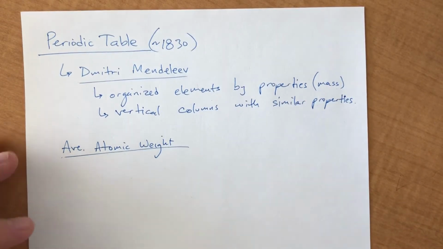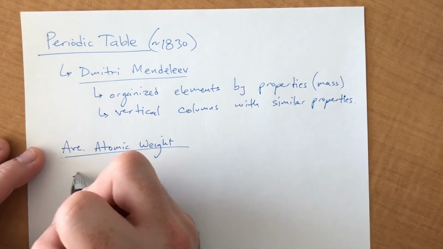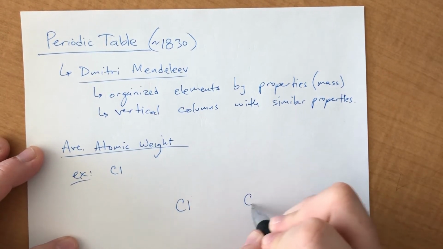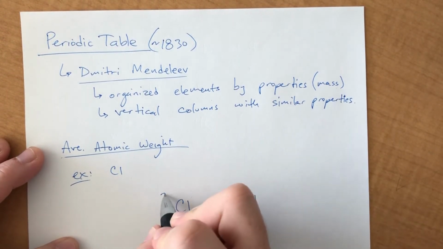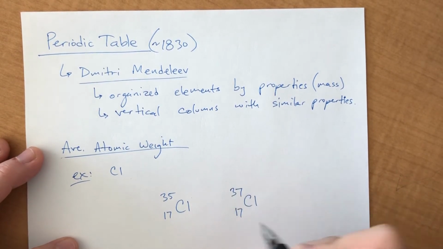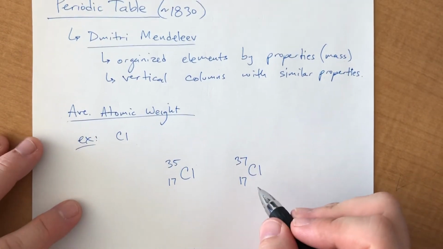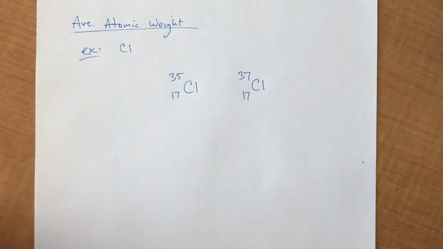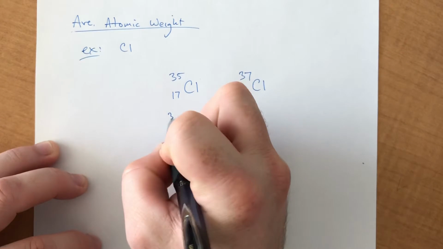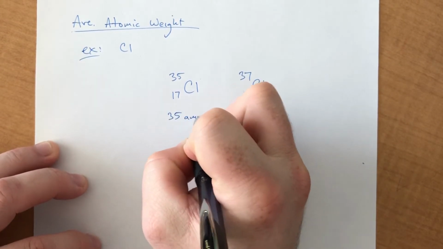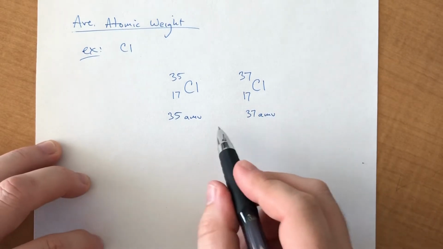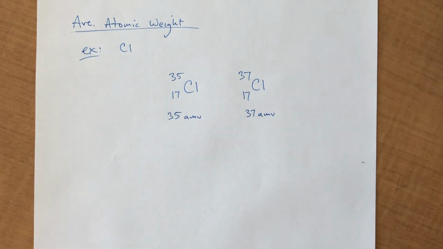Okay, so average atomic weight, we'll use the example of chlorine. Chlorine has two naturally occurring isotopes, 35 and 37. I'm going to put all the numbers on here. 37 obviously is the heavier of the two options. Move this up a little bit. So this should have a mass of 35 AMUs, and this has a mass of 37 AMUs. Exactly nice whole numbers, no decimals at all.